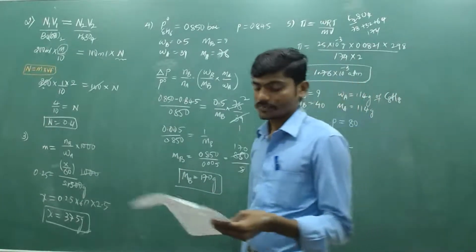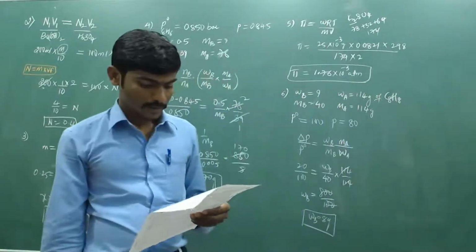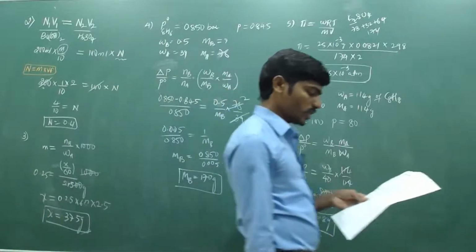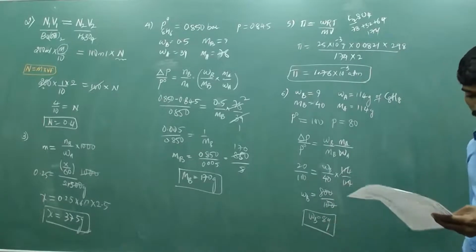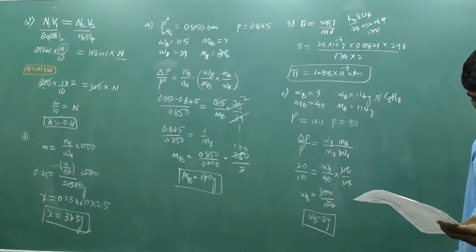So first option is the nearer answer. Second is 15, 20, 3.2, 10. So the nearer answer, you can select option A. Next question.